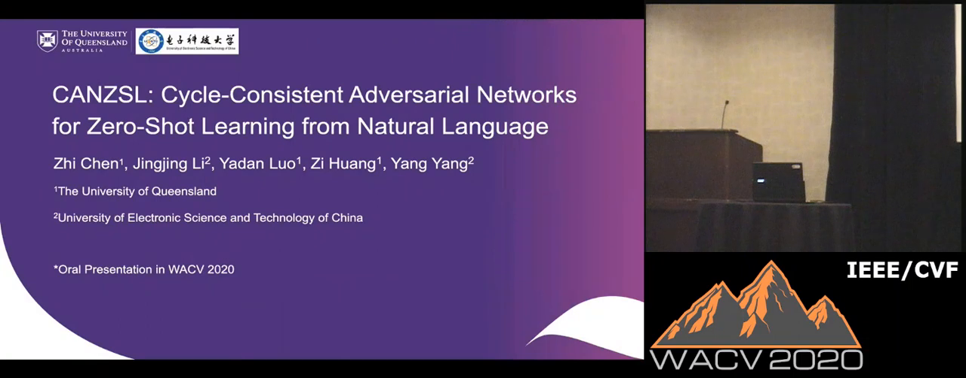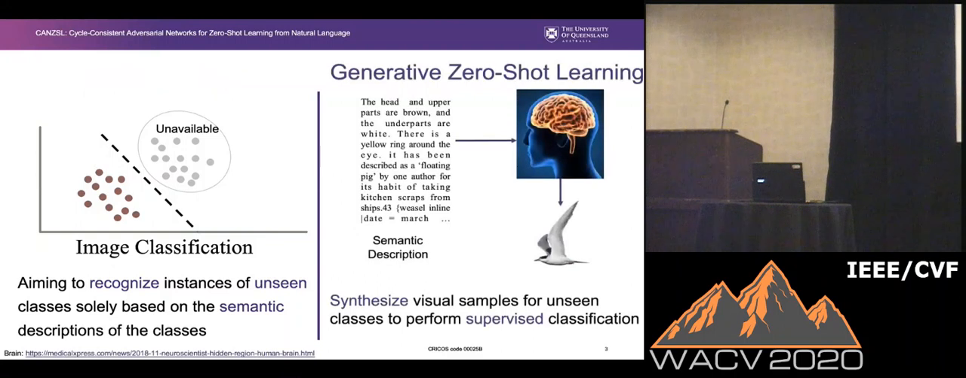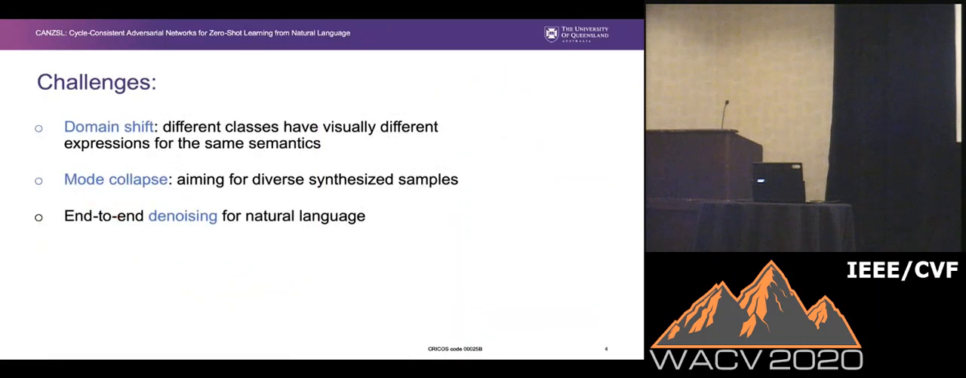Cycle-consistent adversarial networks for zero-shot learning from natural language. Aiming to recognize instances of unseen classes, zero-shot learning is proposed to solve the data scarcity problem for those classes based on their semantic information. Recently, there are many generative models proposed to synthesize visual samples for unseen classes from semantic information to further perform supervised classification. The current challenges for those classes are the domain shift problem, the mode collapse, and the denoising ability for natural language.